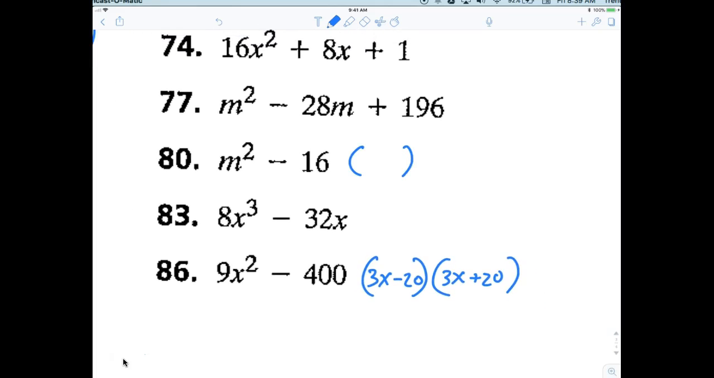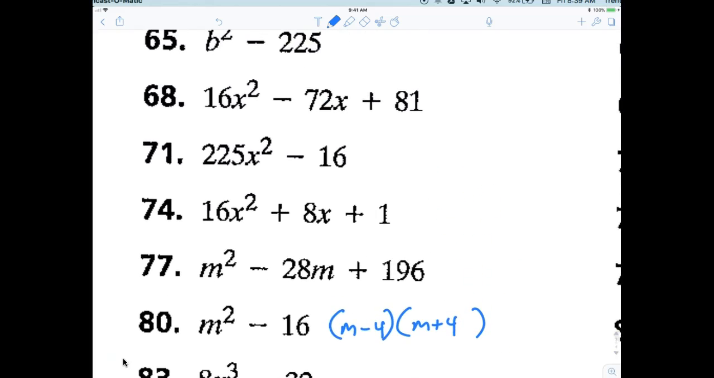80, Reagan. It would be m minus 1 and m plus 4. And then, who knows 71? No, 25 times 25 is 625. 19 times 19 is not it. It's 225. Like 25 times 9. 15. So somebody tell me what 71 is, Sandra. It would be in parentheses 15x minus 4, 15x plus 4. Good job.